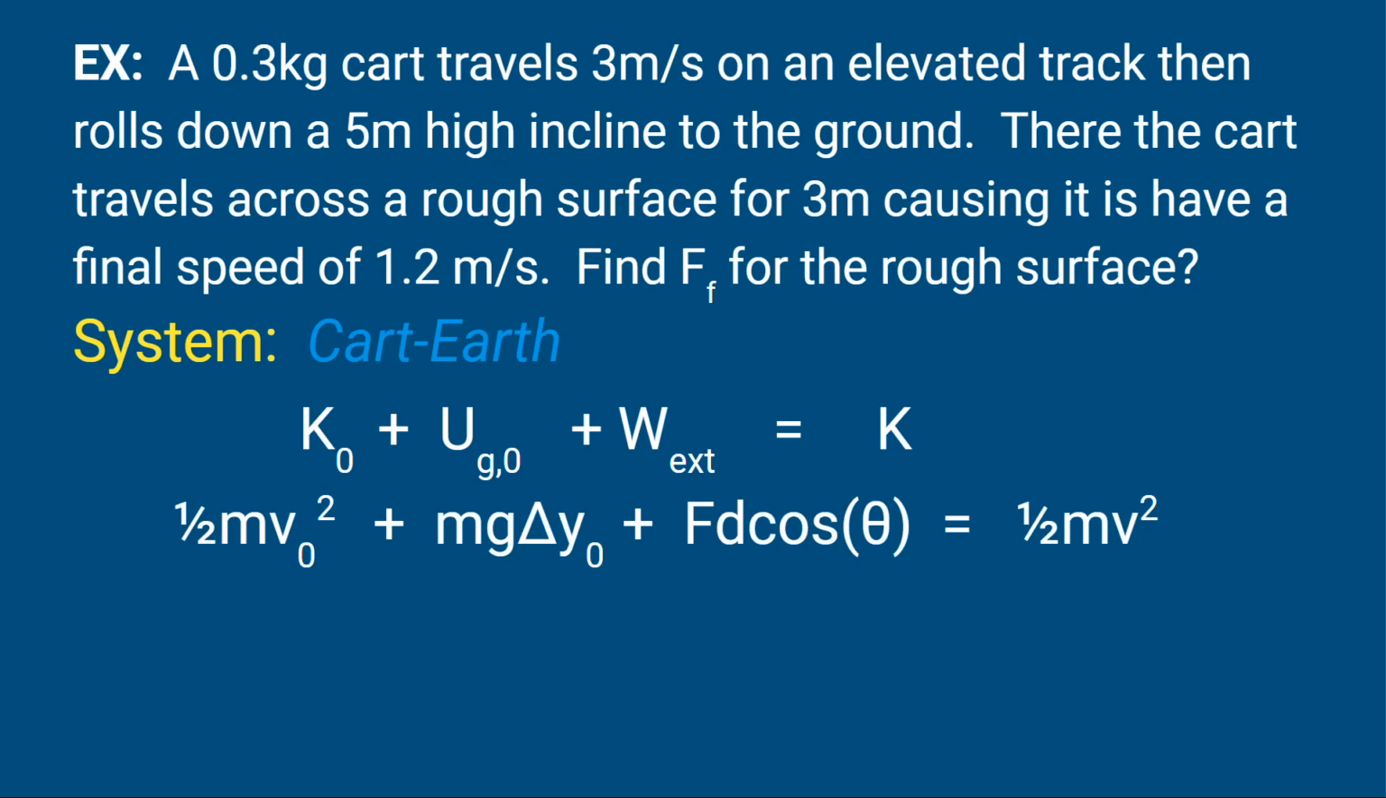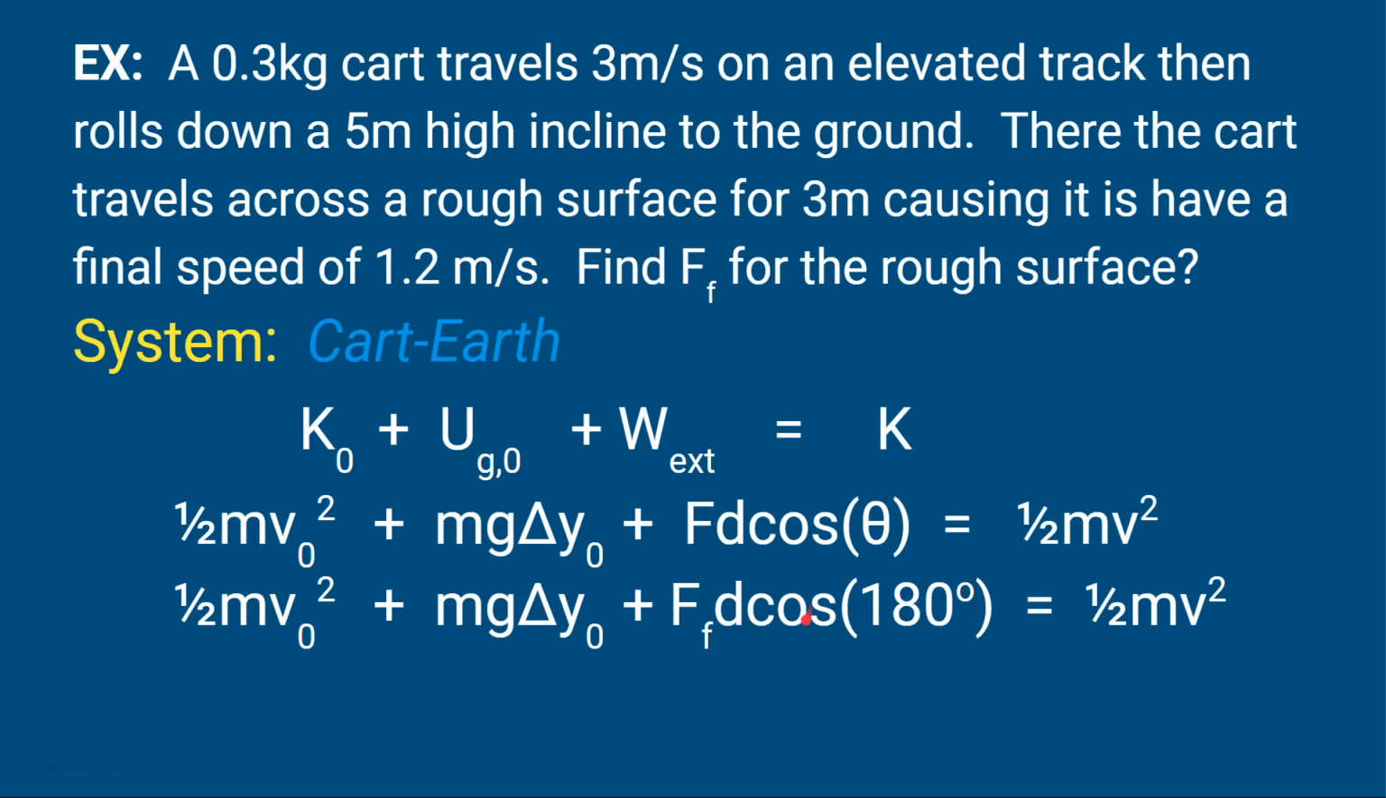Kinetic energy is 1/2 mv squared. So my initial kinetic energy is 1/2 mv naught squared. Gravitational potential energy is mg delta y. So I have mg delta y naught plus work is Fd cosine theta. So that's going to be my work done by friction. And then it's all equal to that kinetic energy at the end, 1/2 mv squared. So again, we're trying to solve for force of friction. I'm looking for this single variable right here, this F.